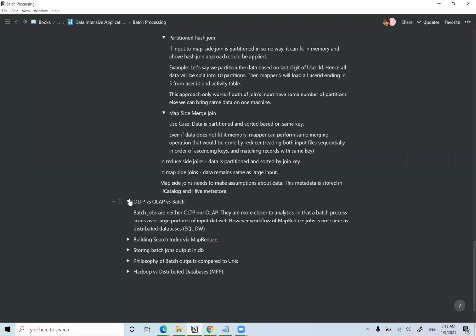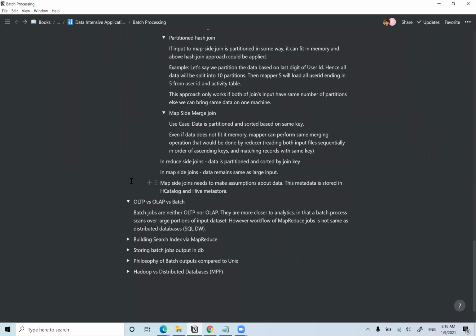So now the difference between OLTP, OLAP, and batch. OLTP we know, right? Online transaction processing systems, where mainly we are looking for just one particular record. These are online systems, so they're expected to be very fast, and you're looking for one particular record. OLAP, online analytic processing systems, where you are using these data systems for analytic kind of queries.